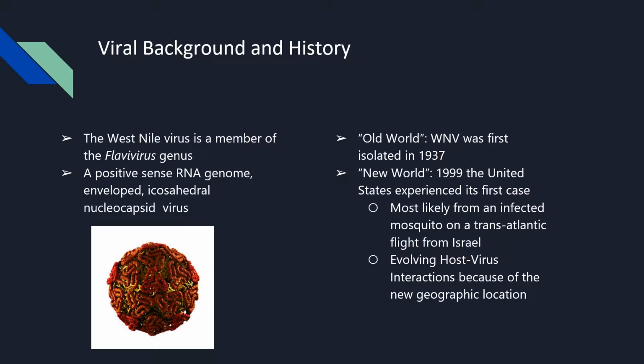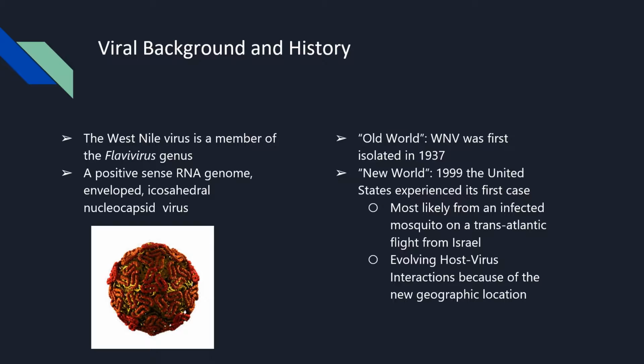West Nile virus is a member of the flavivirus genus. It has a positive sense single-stranded RNA genome, and it is enveloped with an icosahedral nucleocapsid. It was first isolated in 1937 in the West Nile district of Uganda. Since its discovery, there have been outbreaks in Egypt, India, France, and South Africa in the 1950s and the 1980s.